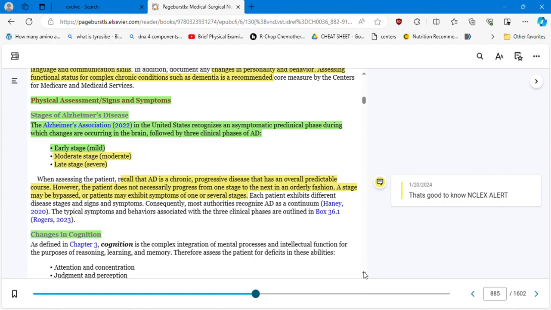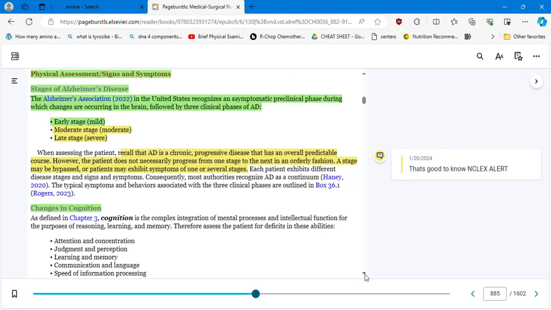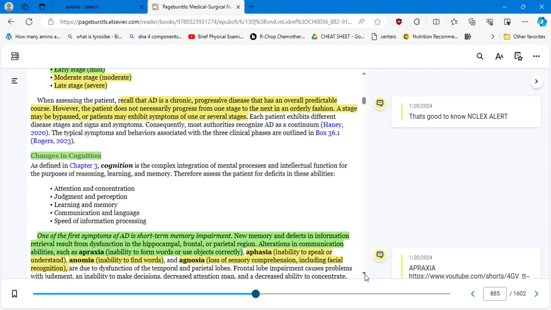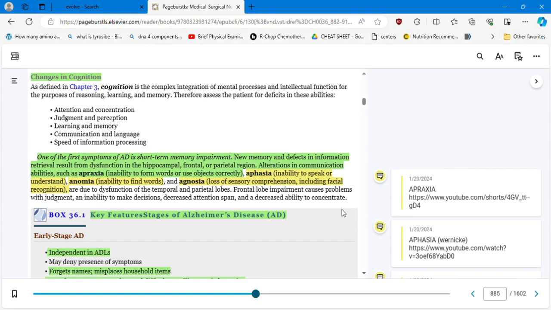All of this depends on the chronic condition, how the disease is managed, if he's getting the wrong nutrition, more stress, or different factors. This can make the disease progress faster. So you need to be thorough on your assessment. Changes in cognition, you are going to assess for attention and concentration, learning, memory, speed of information processing. One of the first symptoms of Alzheimer's is short-term memory impairment.